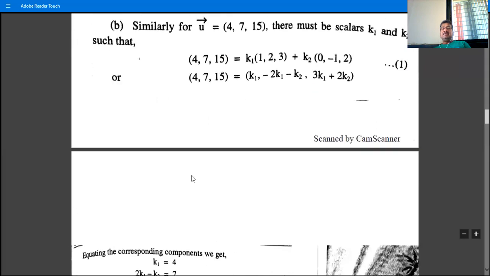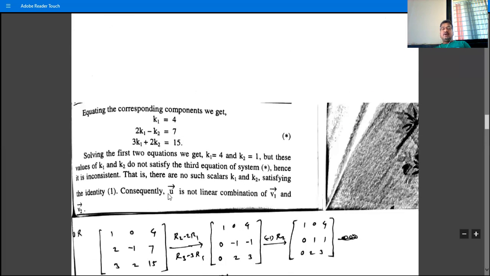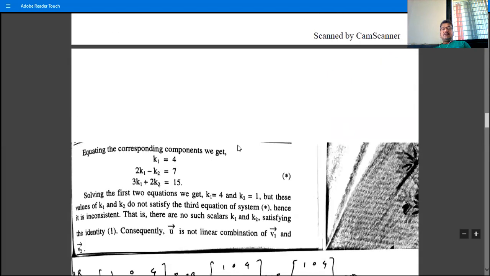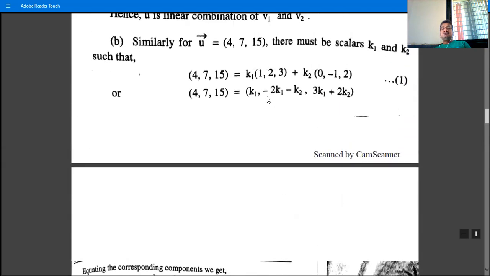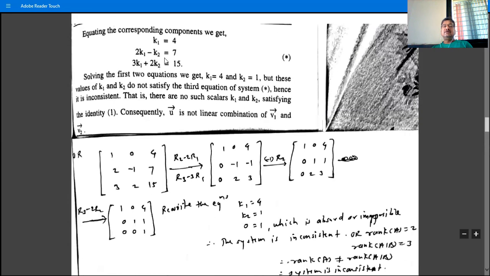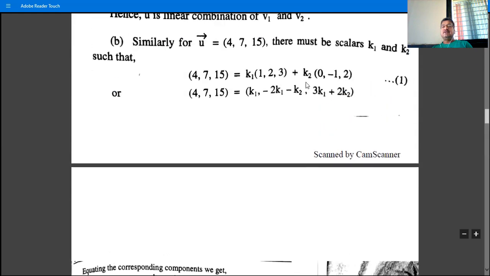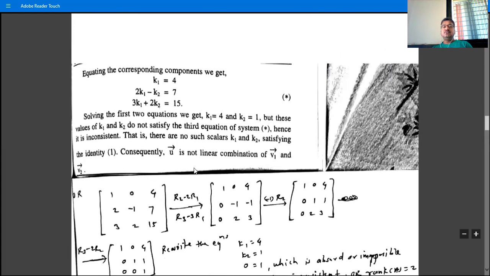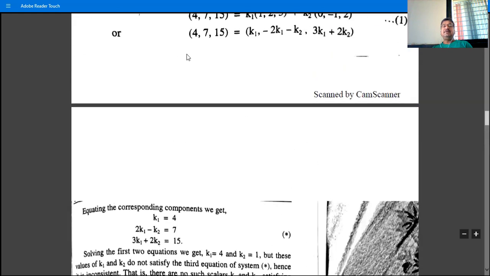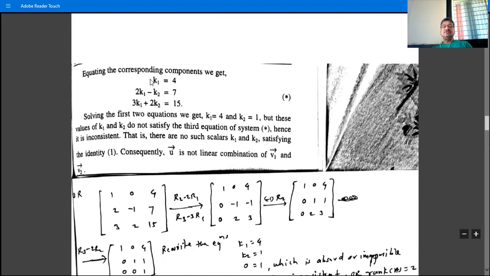We have the system: K1 is equal to 4 minus 2K2... no, it is just 2K2. The second equation is 2K1 minus K2 is equal to 7, it is not minus 2K1. And the third equation is 3K1 plus 2K2 is equal to 15. So this is the system.